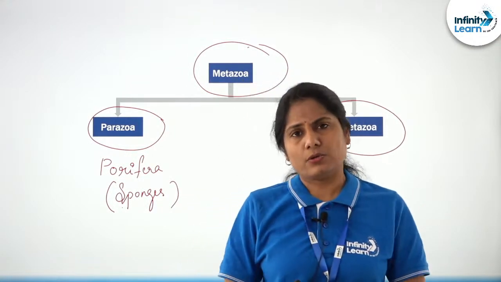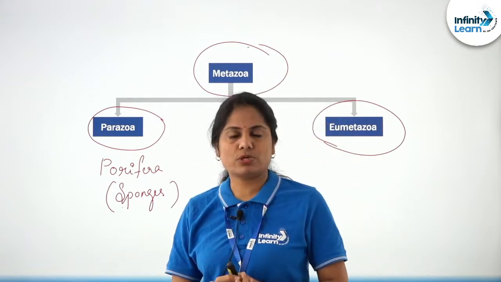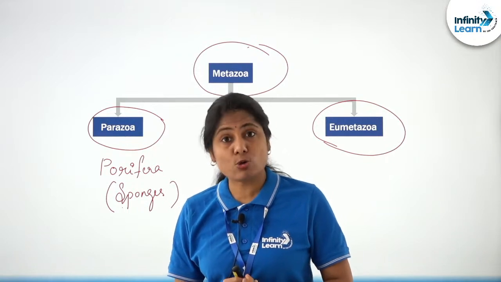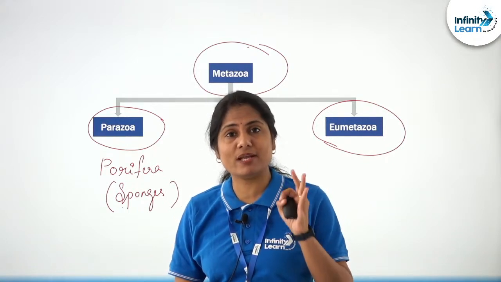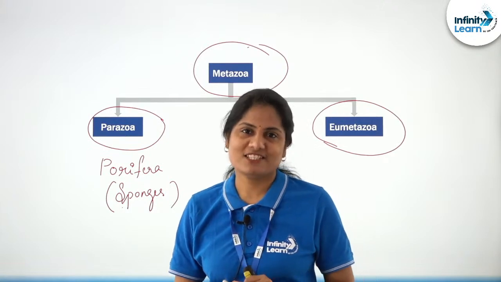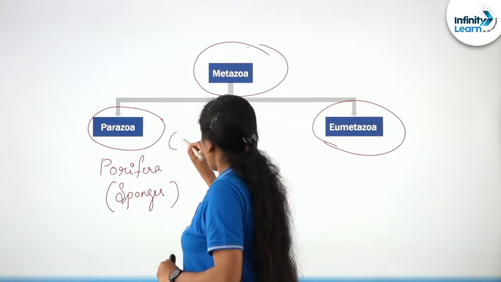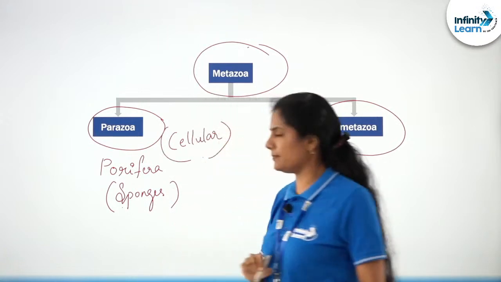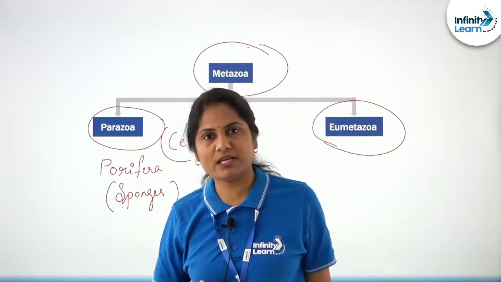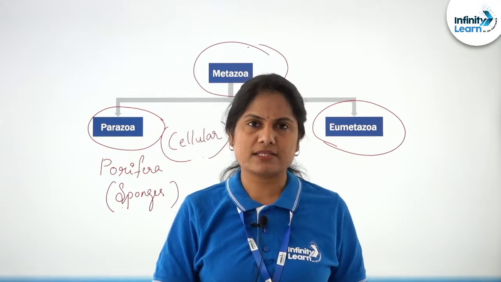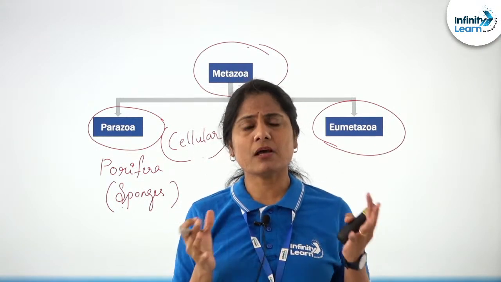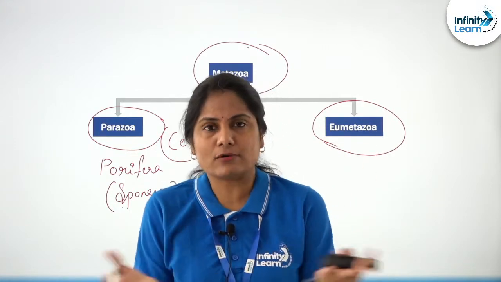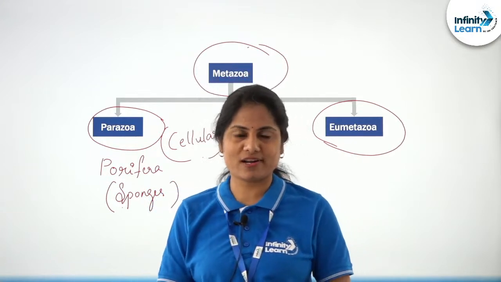So why is this something that is branched out? This is the only phylum of animals which, although exhibiting multicellularity, do not form tissues. So this is coming under what? The cellular level of organization. They are the ones belonging to the cellular level of organization. You may ask, ma'am, they are multicellular, why are this group of cells not forming a tissue? Why not just call them the tissue level of organization?